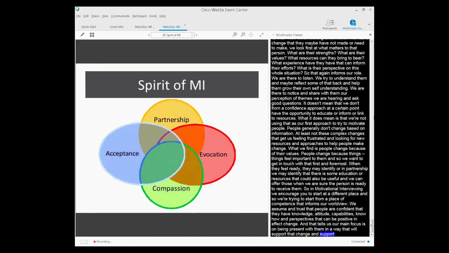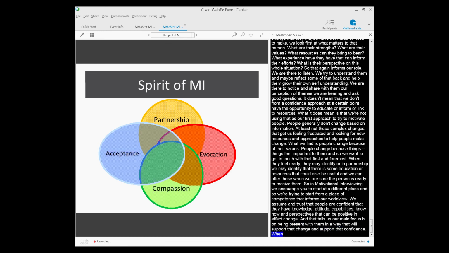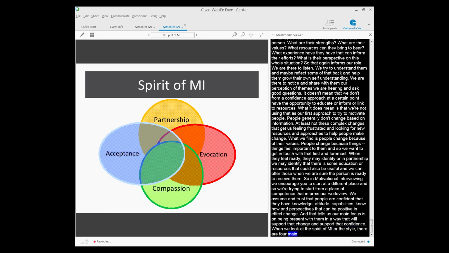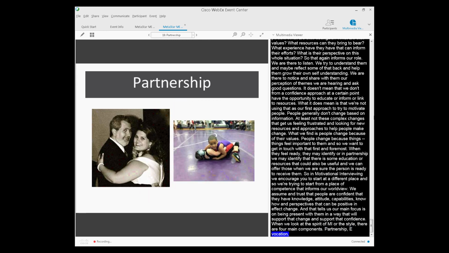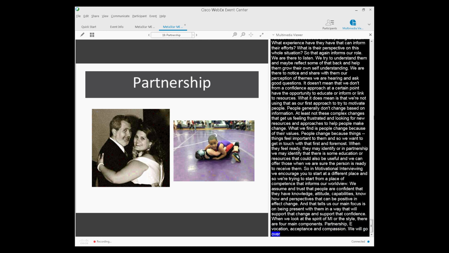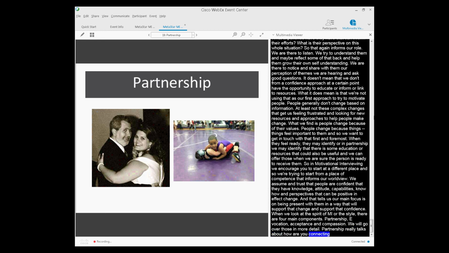So when we look at the spirit of MI, which sometimes can be called the style of MI, but more often it just goes by the spirit of MI, there's four main components: partnership, evocation, acceptance, and compassion. We're going to go over each of those four in just a little more detail. So partnership really talks about how are you connecting with the other person? How are you establishing this positive working relationship?